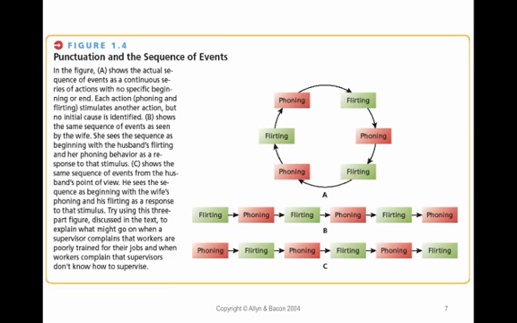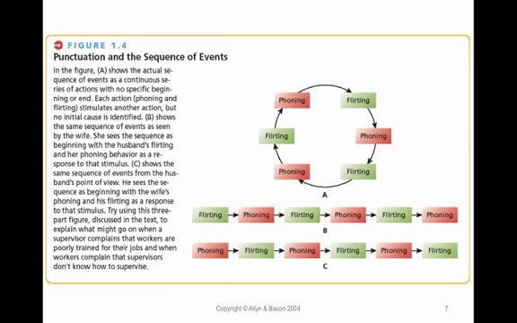So, for example, in figure A, we see a sequence of events. There's somebody phoning somebody, somebody flirting with somebody. And so there's no beginning or end. Nobody started this interaction. We just know that these two things are going on. One person in the relationship is phoning. One person in the relationship is flirting.